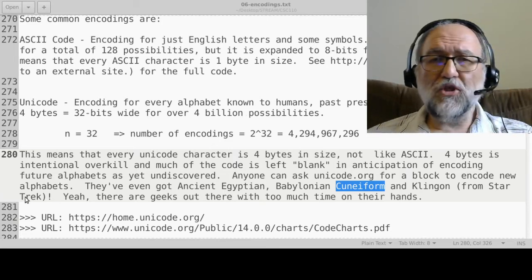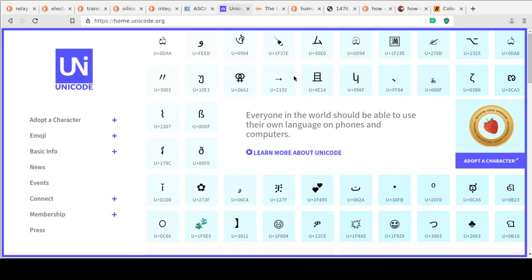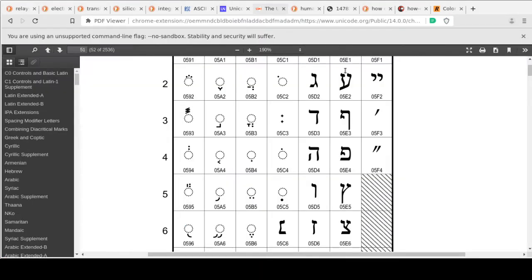And let me show you that. So where is that? So this is the Unicode home page. It's a little bit busy, but let me just switch rather than navigating it.